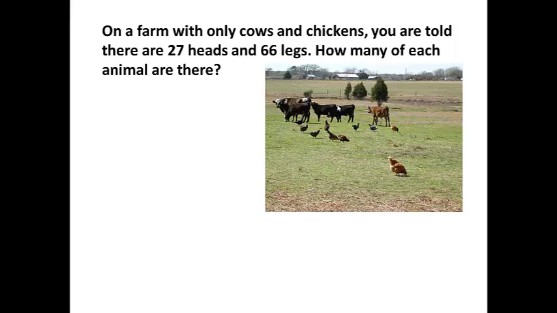Start by thinking about this problem. On a farm with only cows and chickens, you are told that there are 27 heads and 66 legs. How many of each animal are there? I'm going to leave you with that for a second. We'll come back to this question at the end, and I want to let it marinate in your brain.